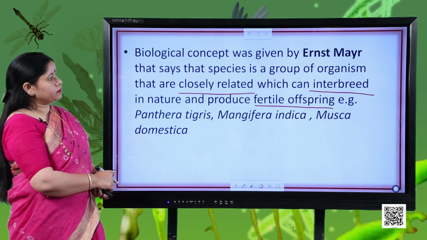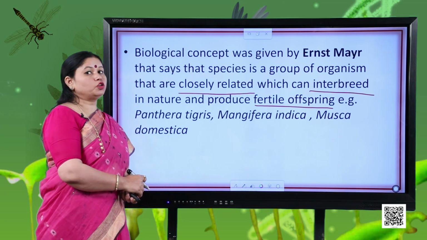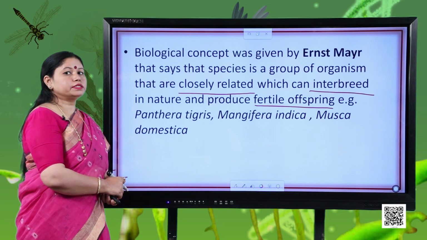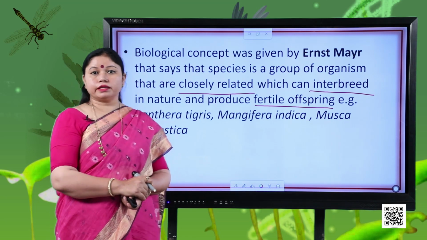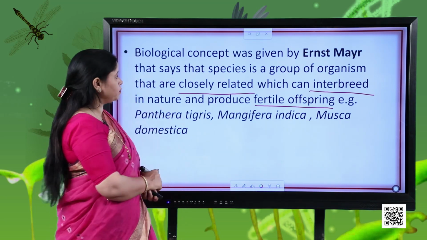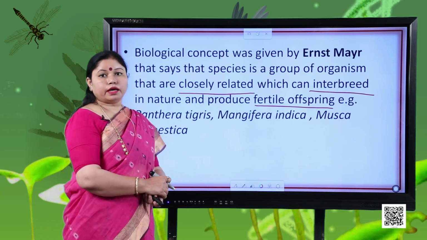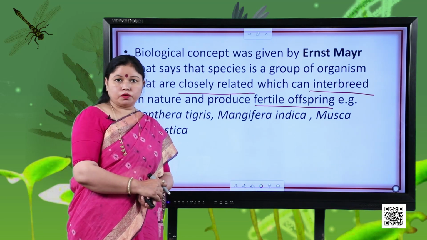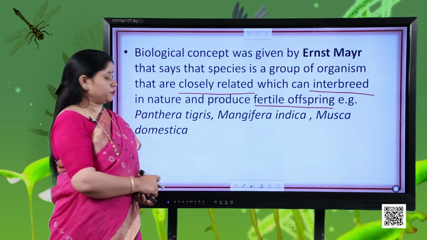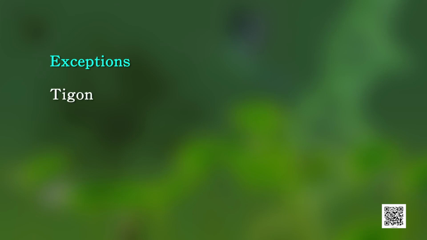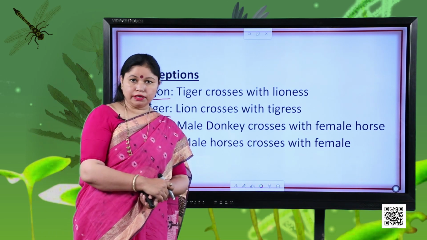Let us explore what he was trying to say in his concept. He said that a species is a group of closely related individuals. What is the meaning of closely related? That they all have a common ancestor. They share the same or a similar gene pool, and these organisms are able to interbreed among themselves, and the offspring they produce must be fertile. But there are a few exceptions too. You might have heard the names of tigon, liger. Usually tiger is a different species, lion is a different one.